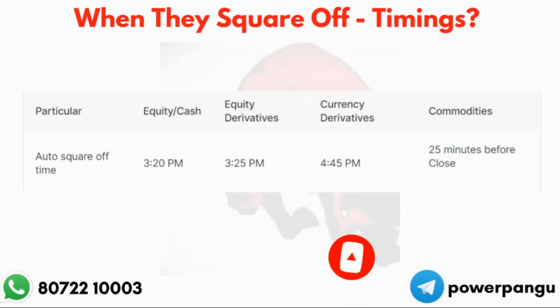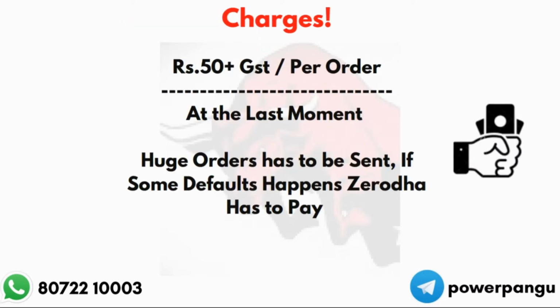The timings associated with different segments are here. For equity, the auto Squareoff time is 3:20, when Zerodha will automatically close your open position. For equity derivatives it's 3:25, currency derivatives 4:45, and for commodity it is 25 minutes before the close time. So we have different timings. They charge 50 rupees plus GST per order at the last moment.